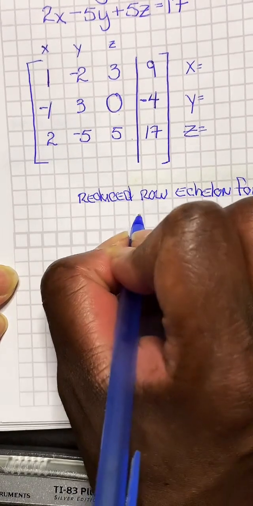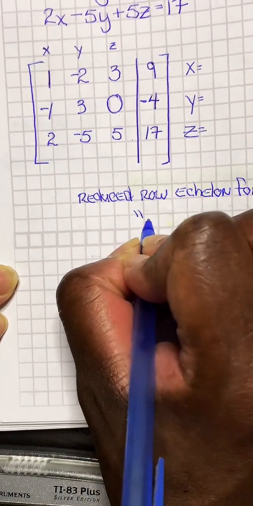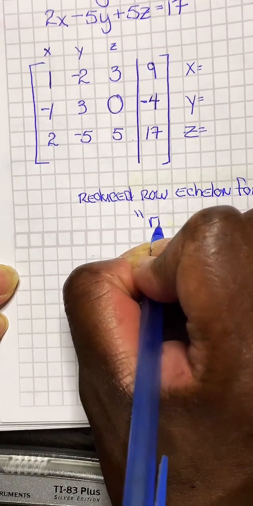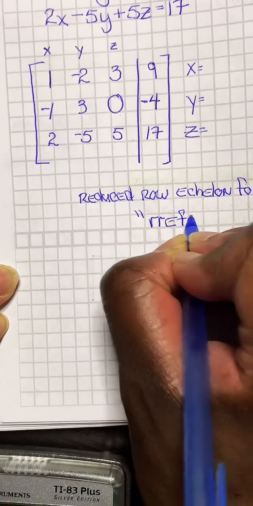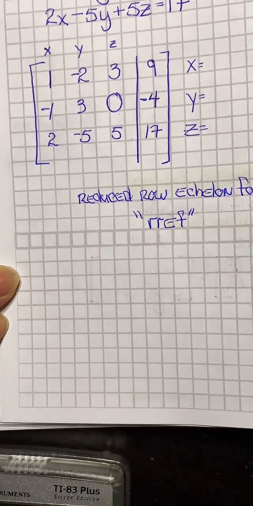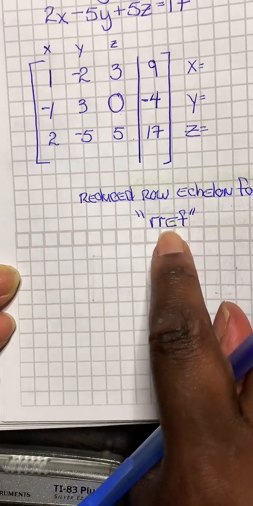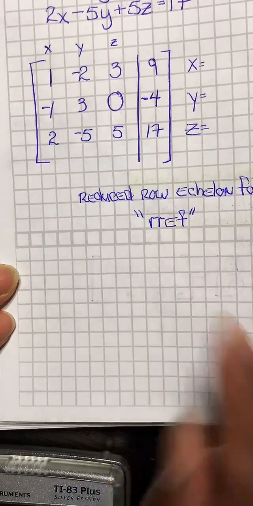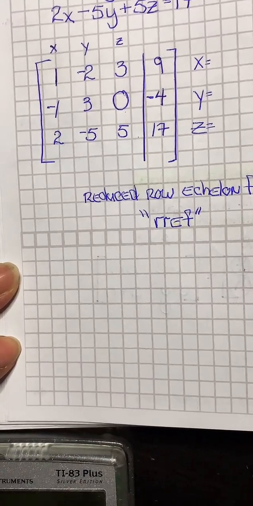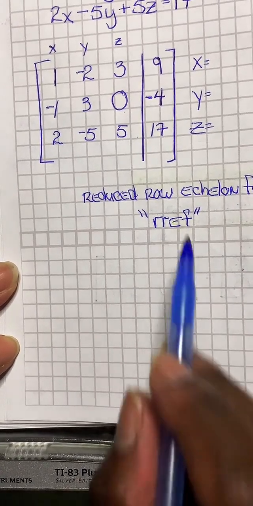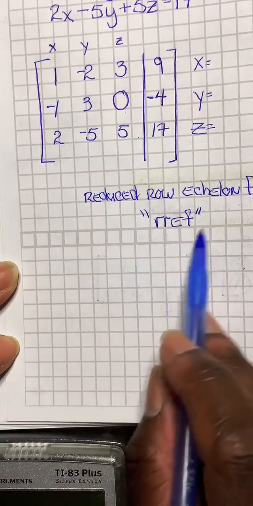Okay. Also known as REF. Double R E F. Okay. This is what translates our matrix into a system of equations. This is the magic pill. This is the blue pill.